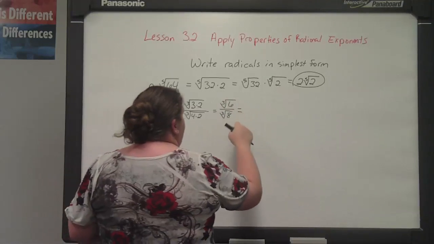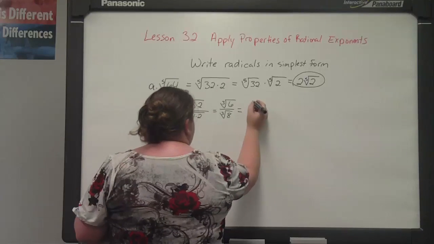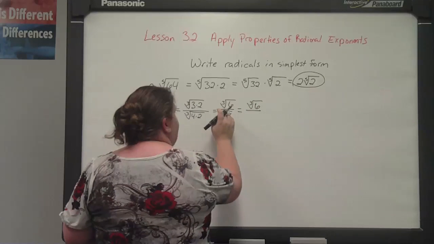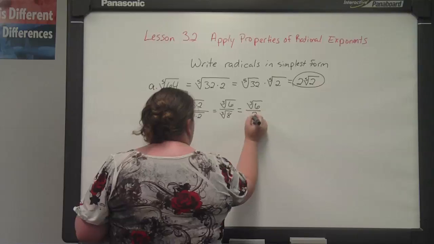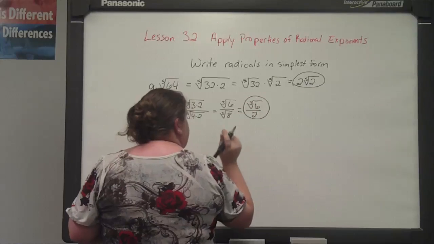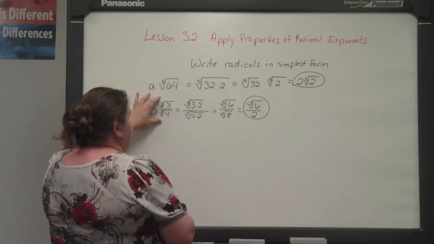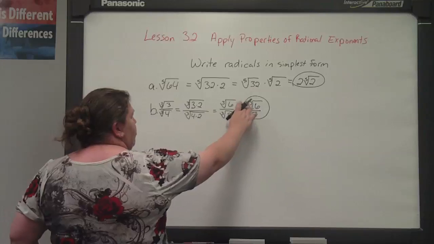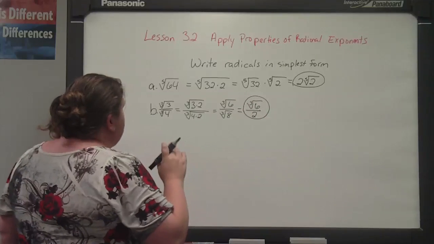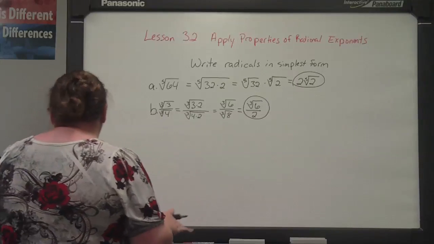And so now what I have left, because there's no perfect cube within 6, is the cube root of 6 over, but the cube root of 8 is 2. So our answer in simplest form for the cube root of 3 divided by the cube root of 4 is the cube root of 6 divided by 2. And that is how you solve and put the radicals in simplest form.